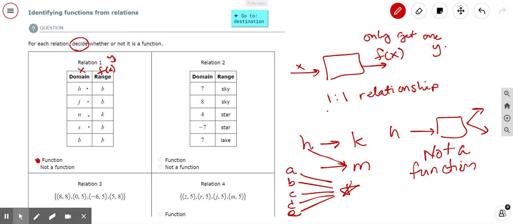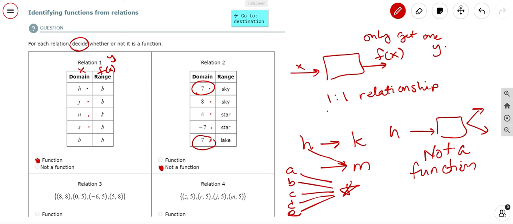Take a look at this relation. Just look at the domain. Don't look at the range. 7, 8, 4, negative 7, 7. See? You repeated 7 twice. That can't happen. That is not a function, because one time I put it in the machine and I got sky. Another time I put it in the machine and I got lake. That doesn't work. You can't have two values.